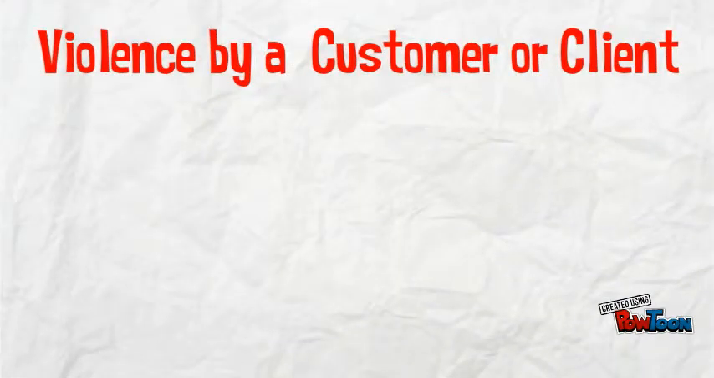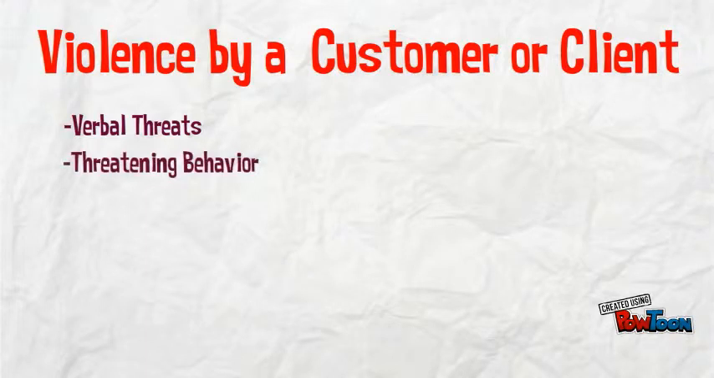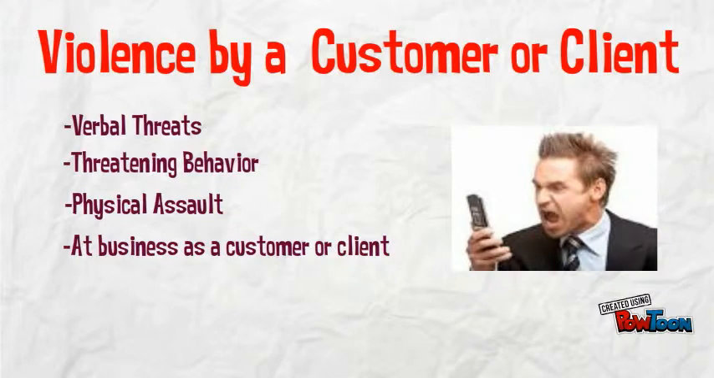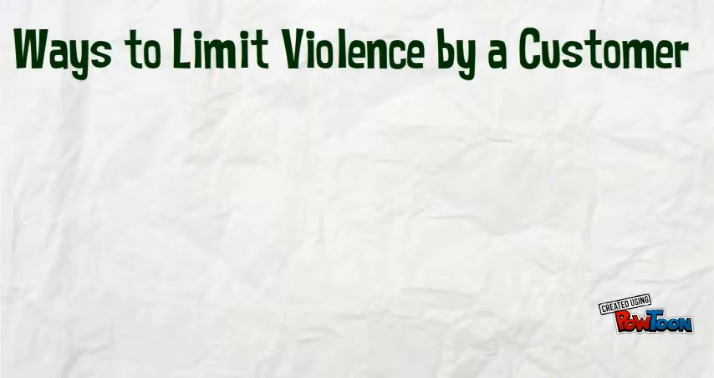The second type of violence is by a customer or a client. This involves verbal threats, threatening behavior, or physical assault by someone who is at the business to receive a service or is a client. An example would be when someone causes harm to an employee of a wireless store for a problem with their bill.